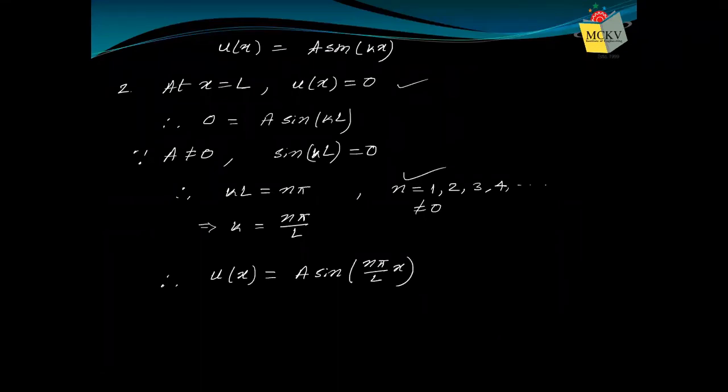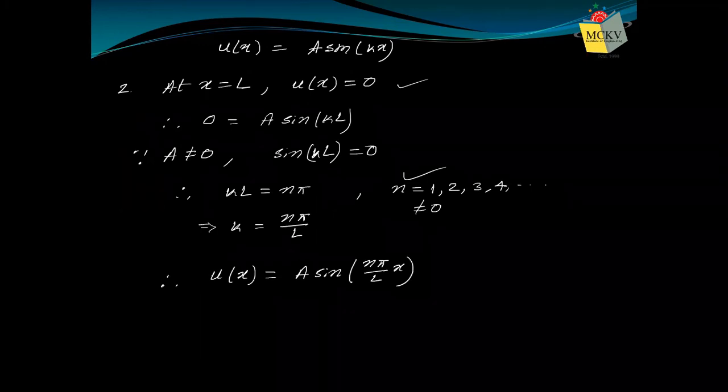But as I said, we need to know A. How will you know it? So this is our eigenfunction or wave function, A sin n pi by L into x. Now we need to find out the value of A, and we have observed that when we need to find out this amplitude, then what can we do? We can use the condition of normalization.